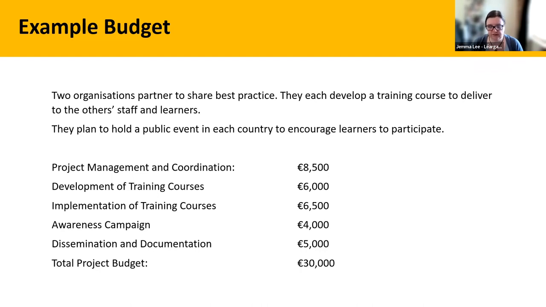And then they had 5,000 at the end for dissemination and documentation. And that was all of their different ways of printing and publishing and sharing what they're doing. And that totted up to a 30,000 project. So a really nice, small, simple, straightforward project. This does not have to be super complicated.